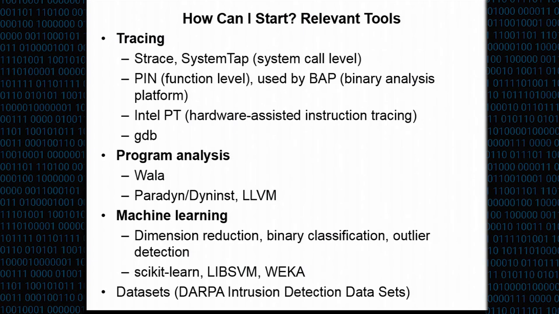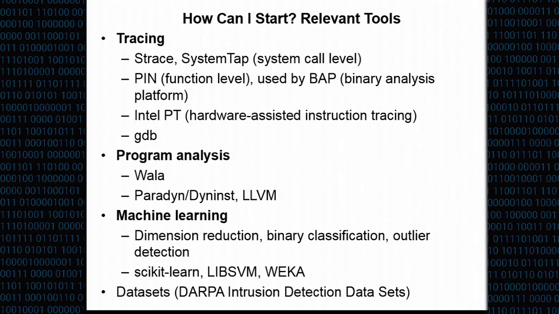So where do we start? A lot of the techniques involve tracing. You have to monitor the program behavior, and the behavior we define broadly. You trace system calls, library calls, and function calls. Those are some tools. PIN allows you to do function level tracing.